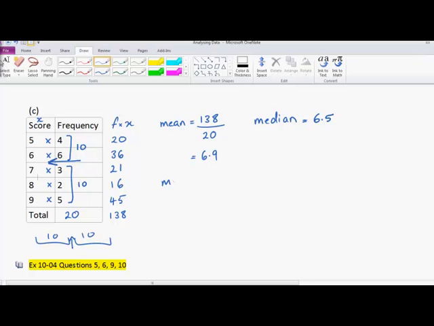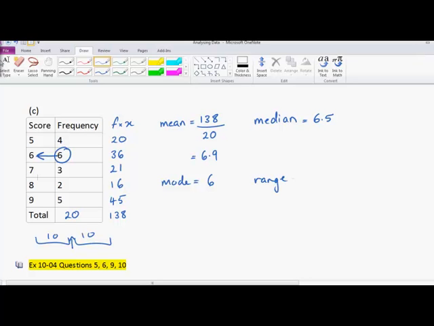Alright, mode. Again, mode is the most common. So looking at my frequency, because frequency tells me how many times something occurs, the most frequent score there is 6. So just don't be confused by the score and the frequency being the same. Alright, we're looking for the highest frequency and therefore the score that has that frequency, which is 6.